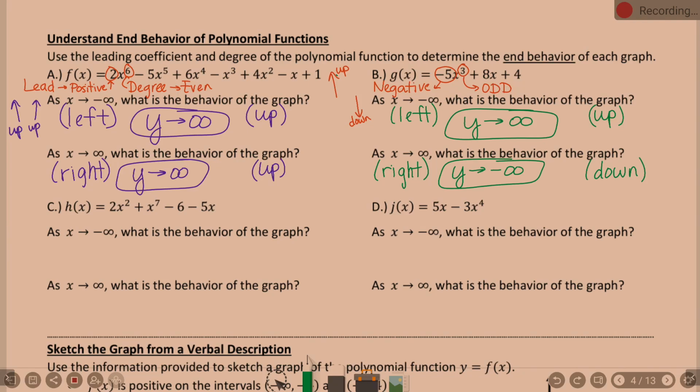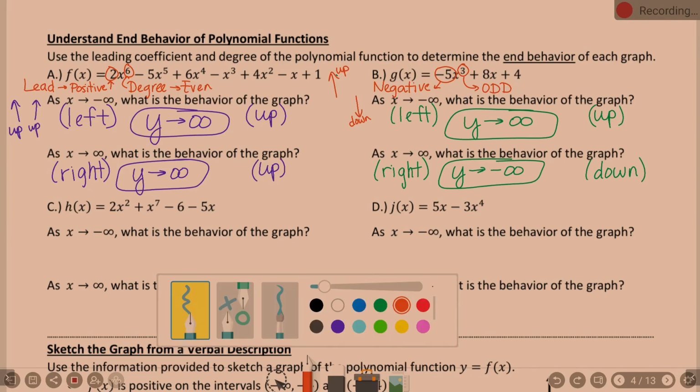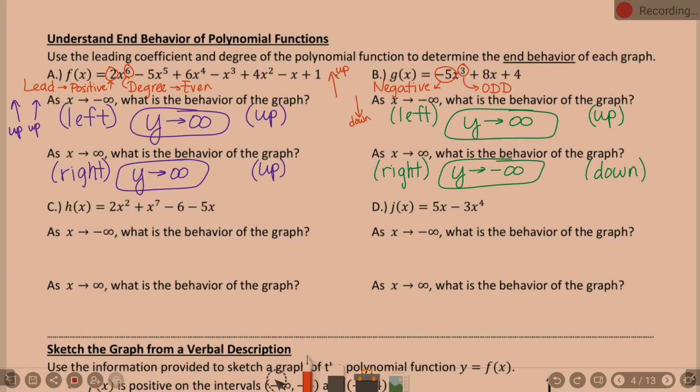Okay, C, h of x. I'm not going to read it. You got it in front of you. What do you know about h of x? Is 7 our leading coefficient? Not our leading coefficient. Or our degree? Is 7 the important number? Yes. 7 is my degree. It's odd. And it's my degree because it's the highest power, yes? This one just doesn't happen to be written in standard form. But it's still the highest power.